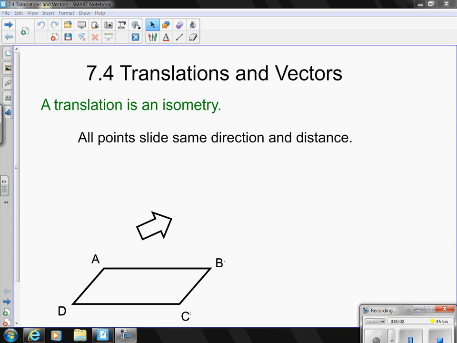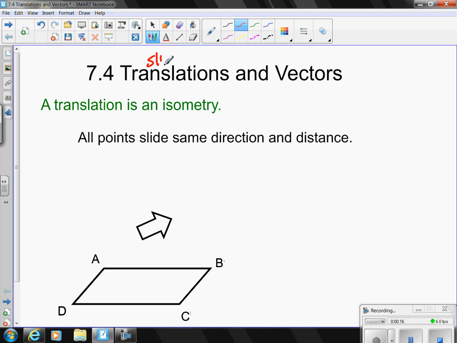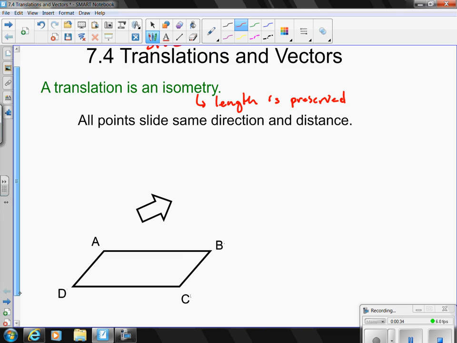In 7.4, we're going to focus on a third transformation called a translation. That's like a slide. A translation is an isometry. Okay, this is like a slide. It is an isometry, which means length is preserved. Okay, so all points slide the same direction and distance.